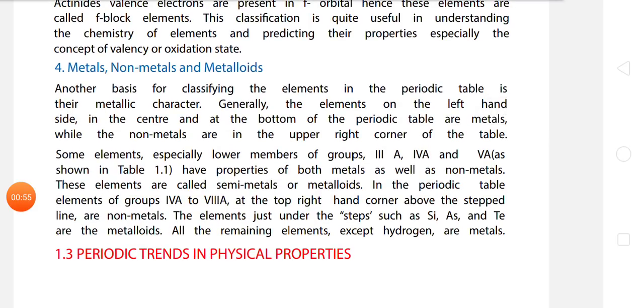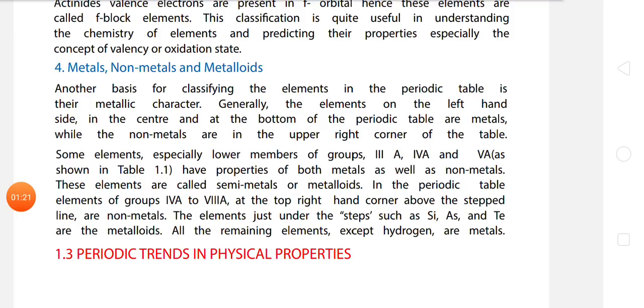Metals, non-metals and metalloids. Another basis for classifying the elements in the periodic table is their metallic character. Generally, the elements on the left side, in the center and at the bottom of the periodic table are metals, while non-metals are in the upper right corner of the table. Some elements, especially lower members of groups 3rd A, 4th A, and 5th A, have properties of both metals as well as non-metals. These elements are called semi-metals or metalloids.